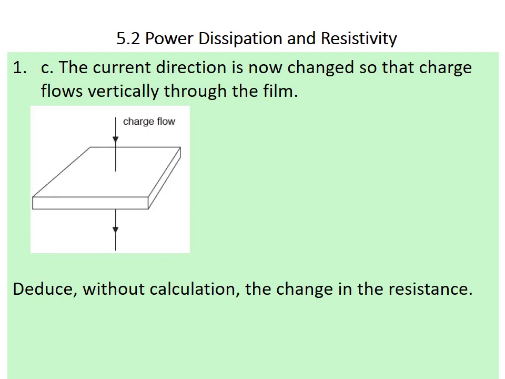Part C, the current direction is now changed so that the charge flows vertically through the film. Deduce without calculation the change in the resistance. So think about what changes when we've changed the orientation of the charge flow. Using this equation, resistivity is equal to R times A over L. The material doesn't change. Maybe the length changes, maybe the area changes. How do these changes affect the resistance?